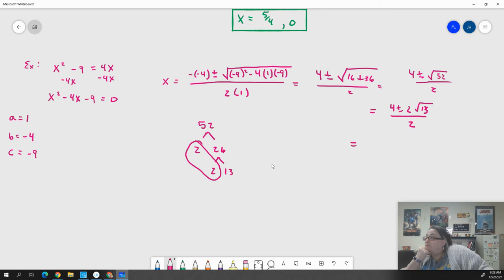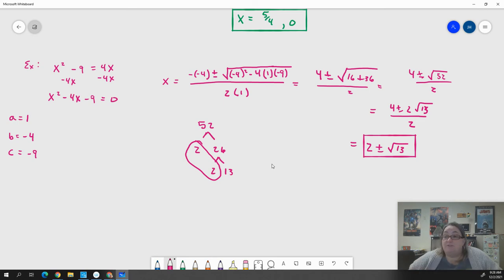Can I leave it like that? No, right? This is divisible by 2, and this is divisible by 2. 4 divided by 2 is 2, plus or minus 2 divided by 2, which is 1, but we still have that square root of 13. Can I leave it like this? Yes. How do you know I can leave it like that? I put a box around it, right? So I know I'm done.